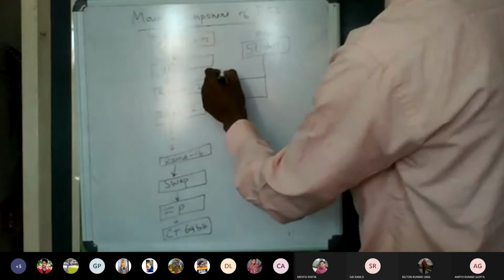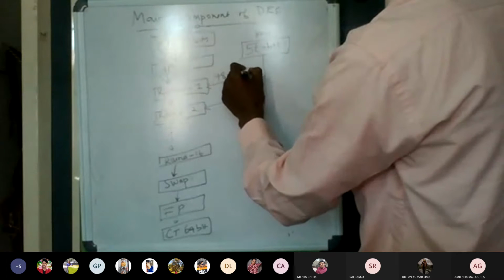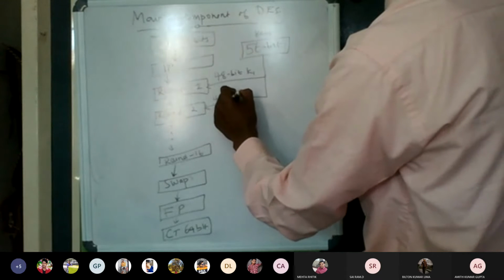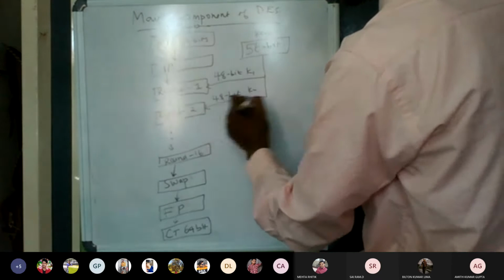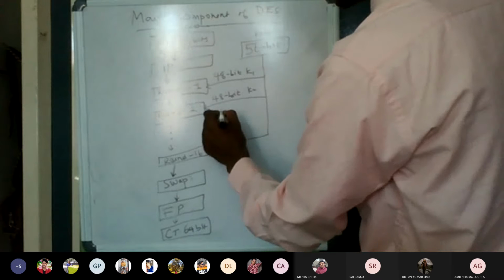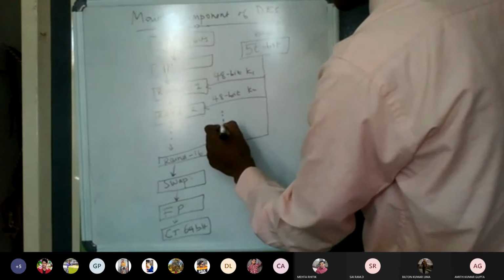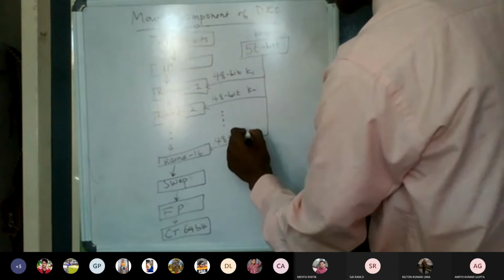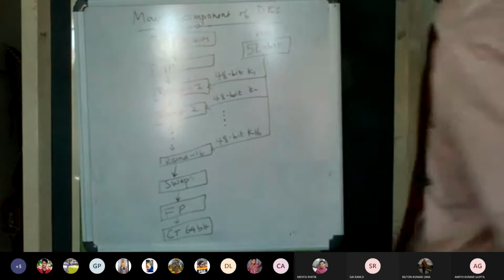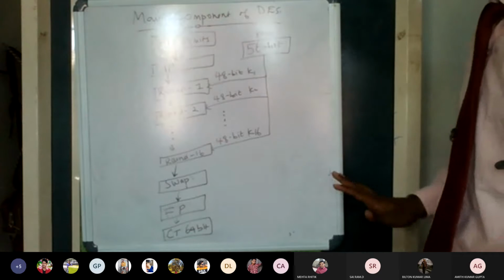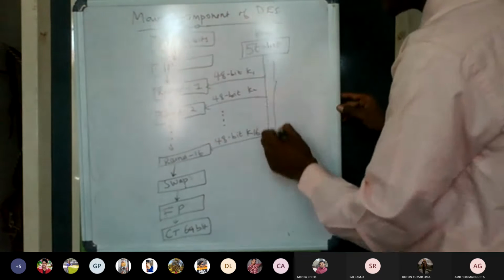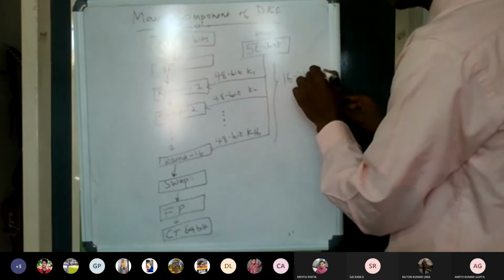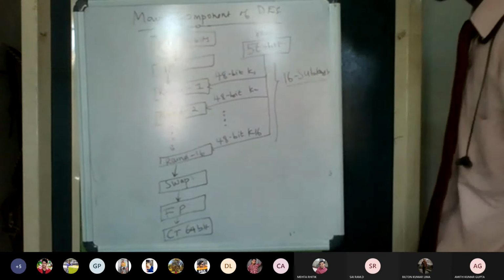Here we are going to have a 48-bit key 1, then a 48-bit key 2, and it goes on until we find the 48-bit key 16. So this is how it happens. Remember, these are the 16 subkeys. We have to find 16 subkeys.